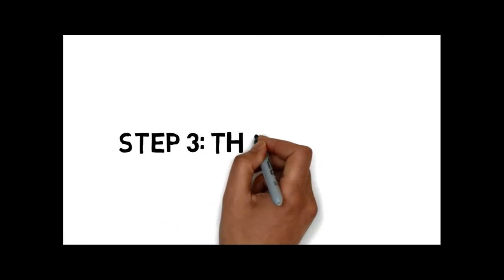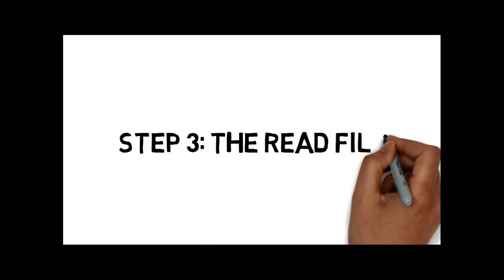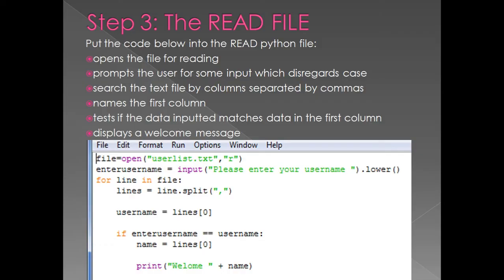So that leads us nice and neatly onto step three, which is the read file. This code underneath goes into the read file. First thing it does is it opens the file in read mode. It prompts the user for some input and then disregards the case. That's a function you guys should be aware of.